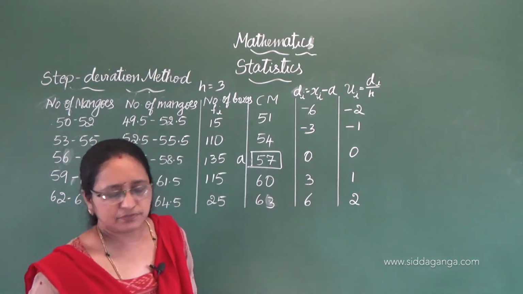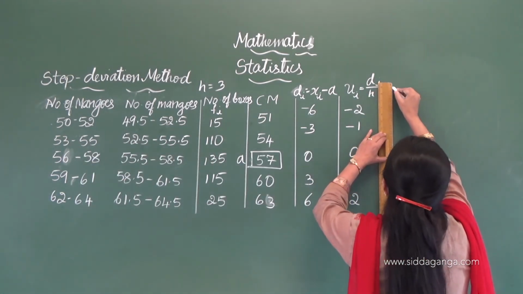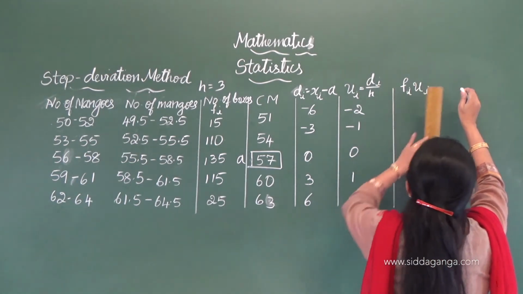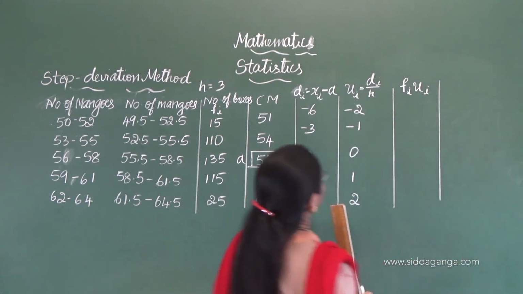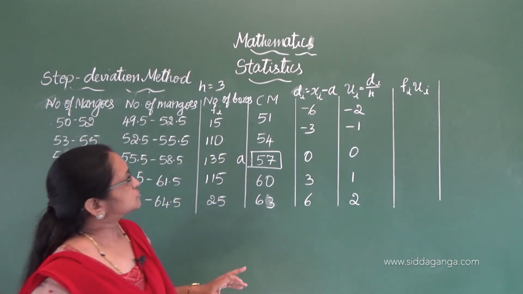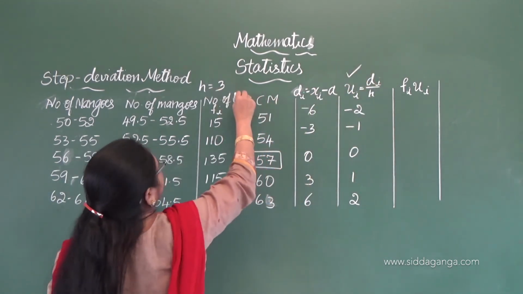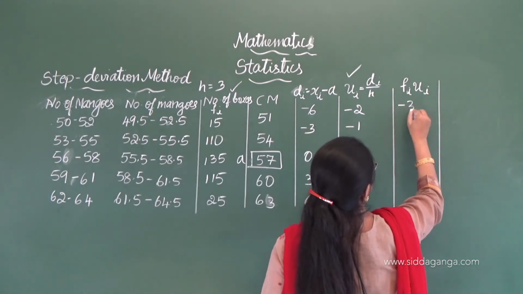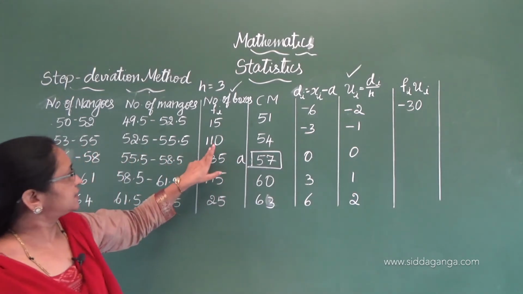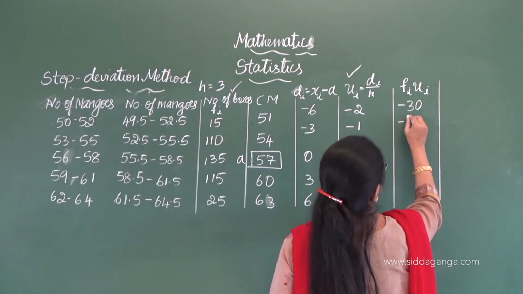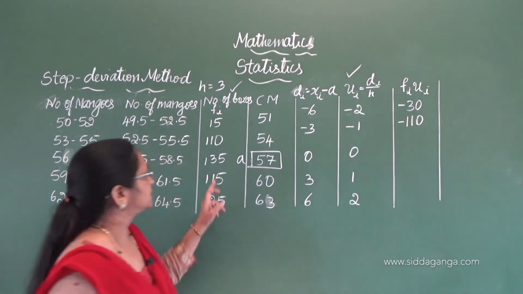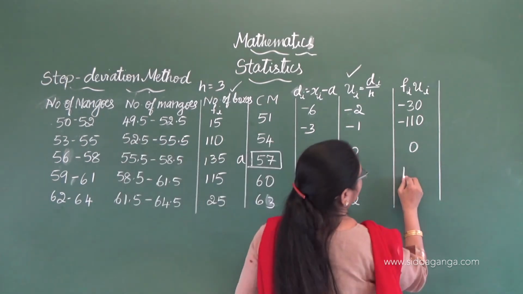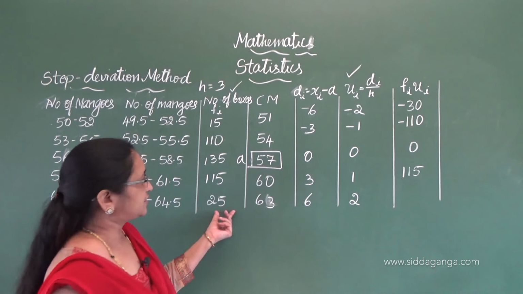Now what is the next step? The next step is Fi ui. So we have to multiply the ui with the number of boxes. So 15 twos are 30, minus 30 because it is minus here. 110 into minus 1 is minus 110. 135 into 0 is 0. 115 into 1 is 115. And here 25 twos are 50.